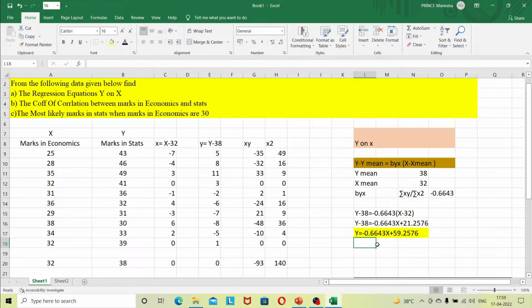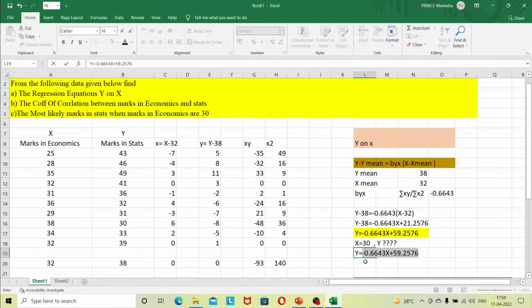But as per the third part, the most likely marks in stats when the marks in economics are 30. That means we have been given the value x is equal to 30, and what we want to calculate is the value of y. We want to calculate the value of y whenever we have the value of x with us. So the value of x is 30. You can put the value of x, 30, in this equation.